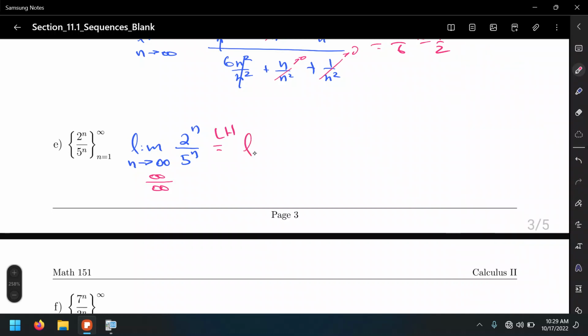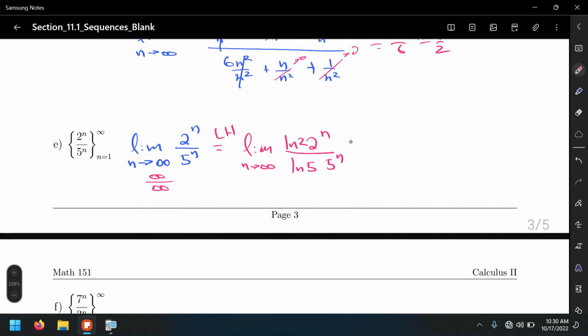If we take the derivative in the numerator, that's the limit as n approaches infinity. The derivative of 2 to the n is itself, 2 to the n times ln of 2. That's the logarithm of the base of the exponential function, and that's ln of 5 times 5 to the n. However, using L'Hopital's rule in this limit is not going to simplify our work. In fact, it's going to make our expression even more elaborate than it already is.